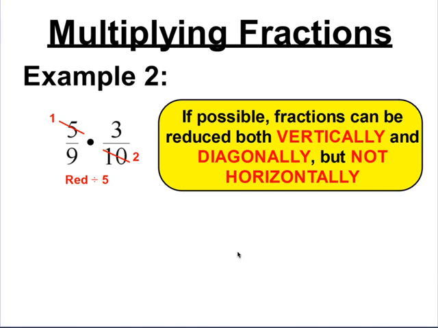It's helpful to do this because it's going to make your multiplying easier when you're done. So you're going to have smaller numbers to multiply. Instead of multiplying 9 times 10, we're going to multiply something times 2 after we finish simplifying. And since they're smaller numbers, it should be easier to multiply.